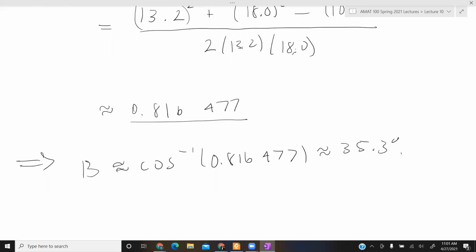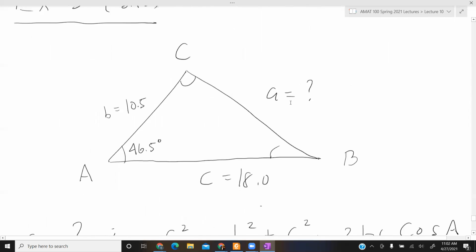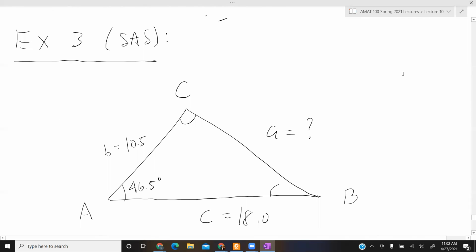So I think that's all. There are some parts here, like the application on navigation, but it's no different than what we're doing. It's basically a word problem, so I'm not going to bother with that. And then there's area of a triangle, which I don't think we'll need. So that's all for today. This is section 6.6 on the law of cosines.